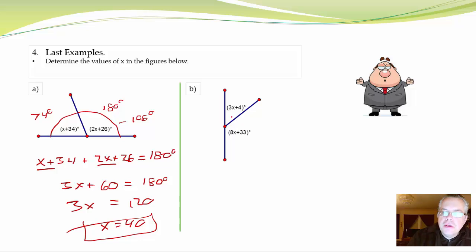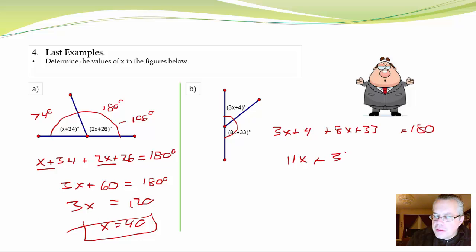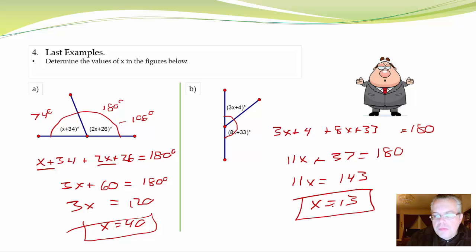All right, let's do this one. Again, these angles form a line, so we just add them, set it equal to 180. Equals 180. All right, so 3x plus 8x is 11x. 4 plus 33 is 37, equals 180. So if we subtract 37 from both sides, 11x equals 143, or x equals 13. I won't do it this time, but again, we could go back and figure out what the angles are.